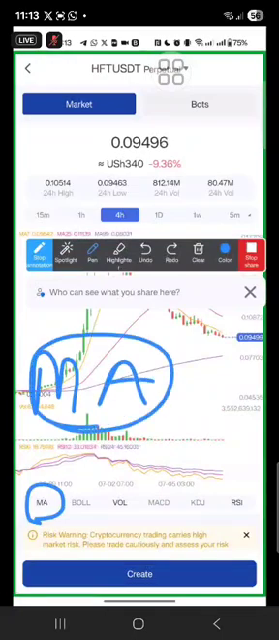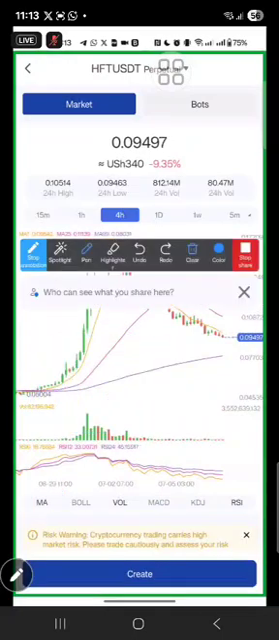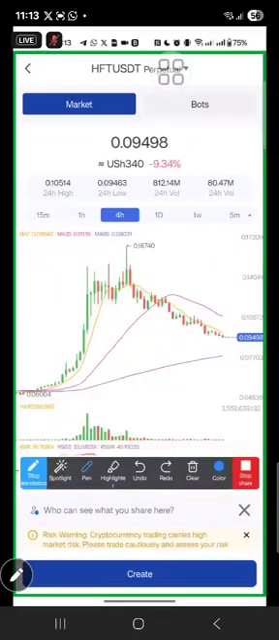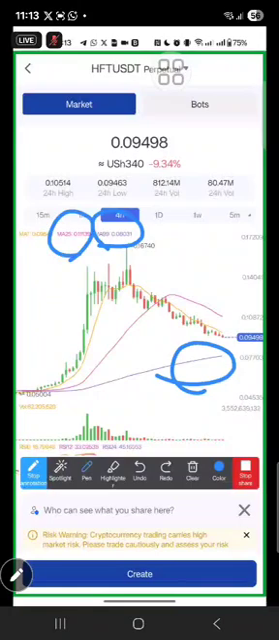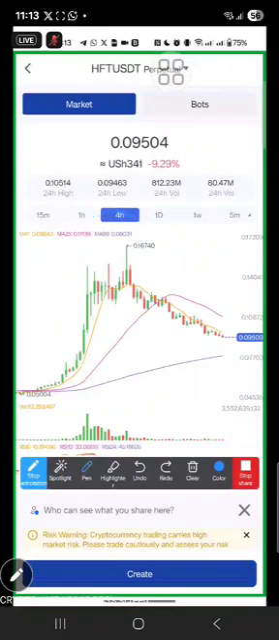Okay? Now, the moving average, if you're using an Android phone, it has a 99 moving average, which is this purple line. It has a 25 moving average, which is this line. And it has a 7 moving average, which is this one. Simple. When a big moving average of 25 crosses a small moving average of 7, this coin is on a downtrend.